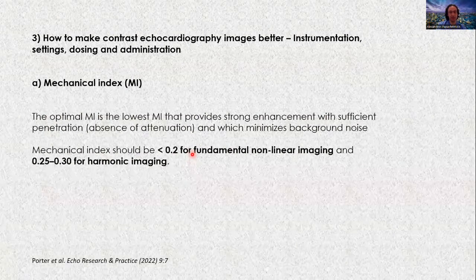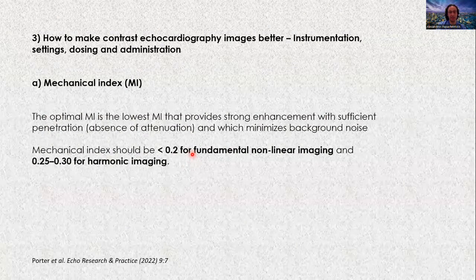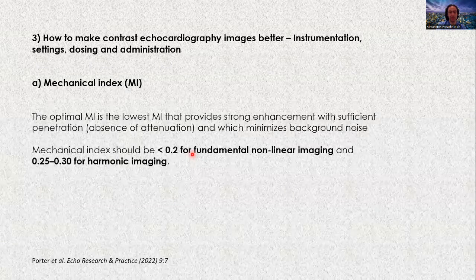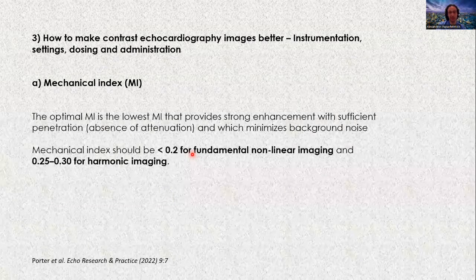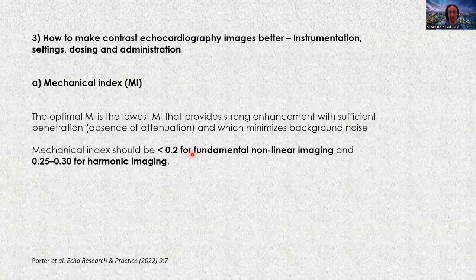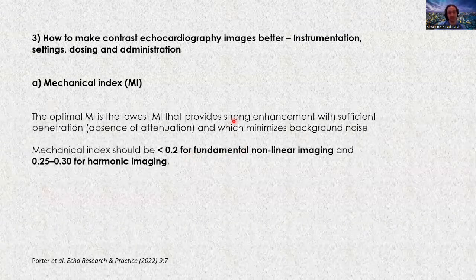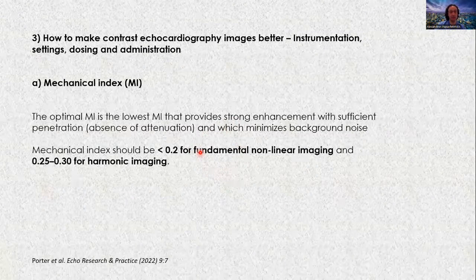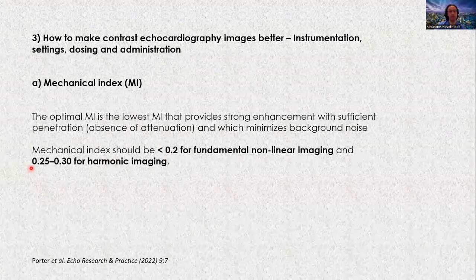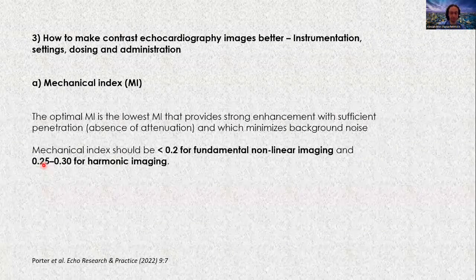When we talk about mechanical index, that's the energy we deliver. And the optimal mechanical index is the lowest mechanical index that provides strong enhancement with sufficient penetration, that is, less attenuation, and also minimizes the background noise. When we're talking about fundamental nonlinear imaging, the mechanical index should be less than 0.2. When you use harmonic imaging, it should be between 0.25 and 0.3.